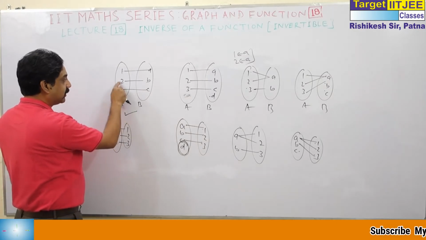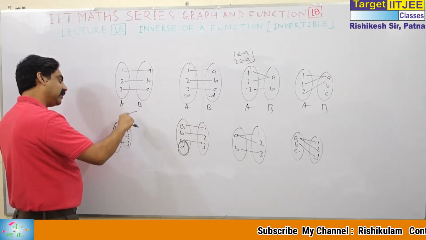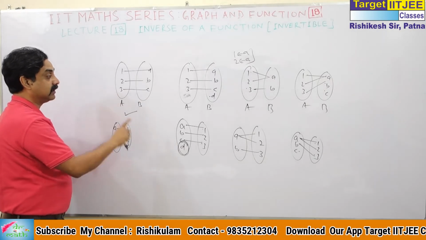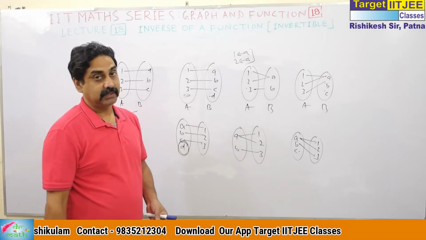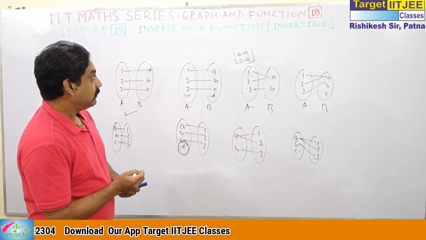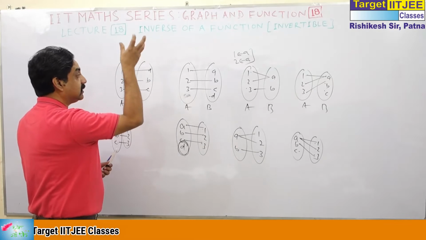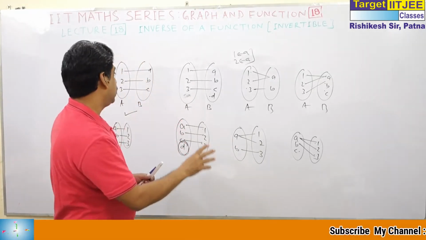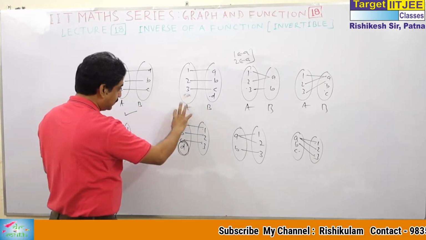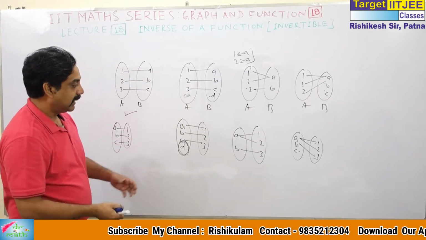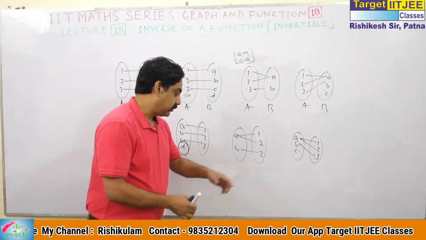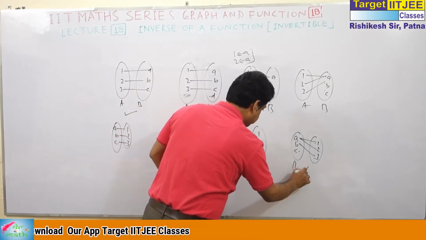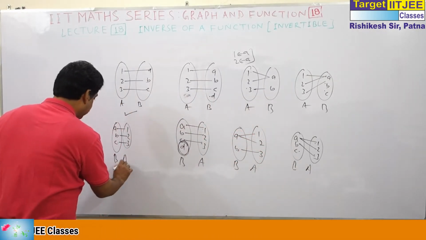If A to B is a one-one onto function, then there also exists a function from B to A. That function is called the inverse of this function. The inverse of a function exists only when the function is one-one onto; in other cases it will not exist. Here B to A is not a function, not a function, not a function, and this one is a function.